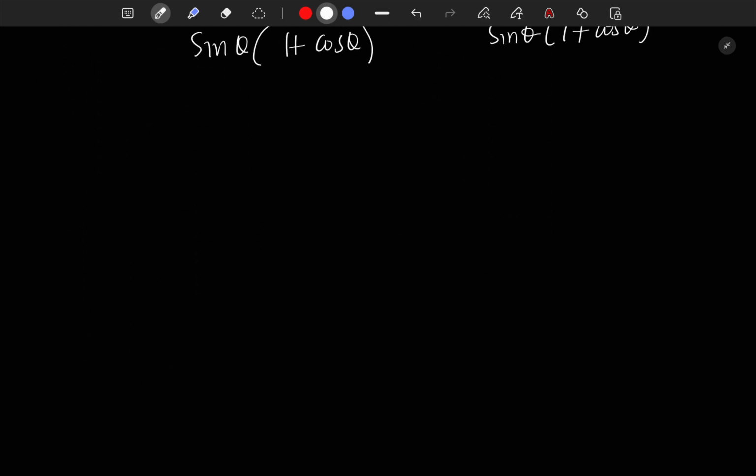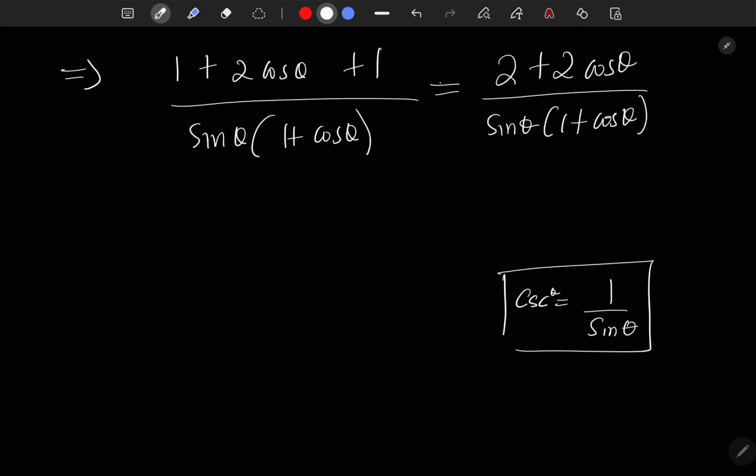But again, before I go anywhere, what is cosec? Well, cosec is just 1 over sine theta. Cosec theta, right, is just equal to 1 over sine theta. So if we get something like this, then we are somewhere.